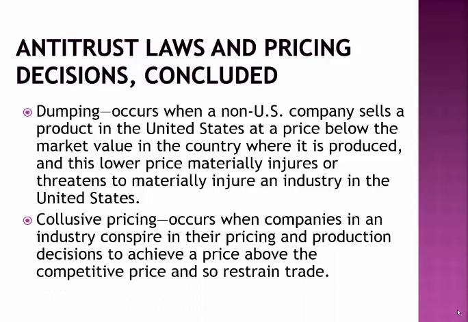Collusive pricing is our last topic. It occurs when companies in an industry conspire or collude in their pricing and production decisions in order to achieve a price above the competitive price and so restrain trade. In other words, they're working together to jack up the selling price, which of course increases everybody in that industry's net income. But the consumers or customers of those companies are the ones paying more than their fair share for the product.